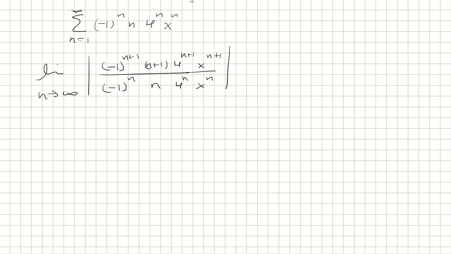Now when we're canceling things, we have (-1)^(n+1) over (-1)^n, that's going to leave me with a negative 1. But because we have an absolute value here, the negative 1 will turn into positive 1, so I'm not going to worry about that. Then 4^(n+1) over 4^n gives us 4, and x^(n+1) over x^n leaves us x. What we have left over is just (n+1) over n.